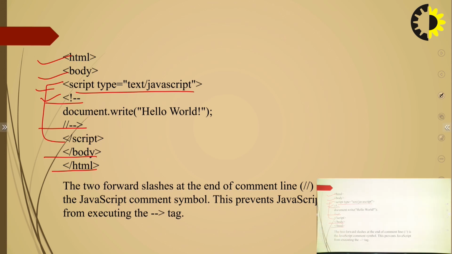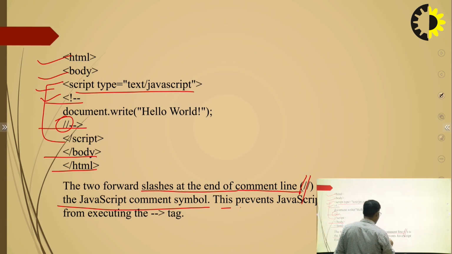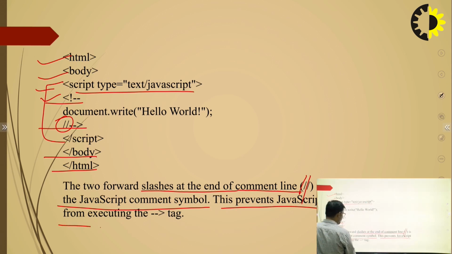The two forward slashes at the end of the comment line, double slashes, is the JavaScript comment symbol. This prevents JavaScript from executing the closing braces.